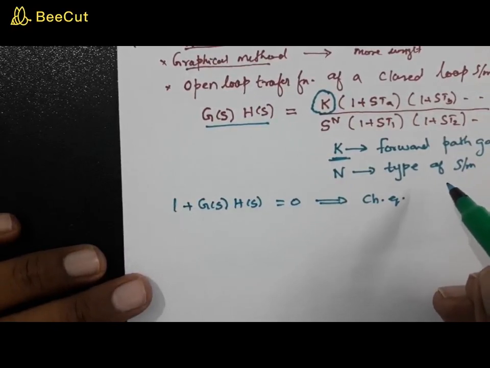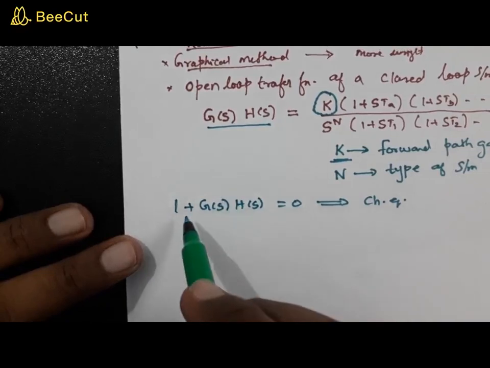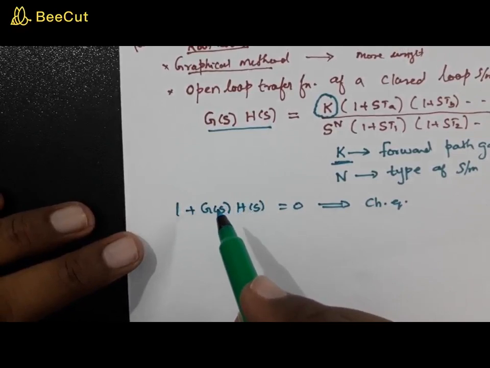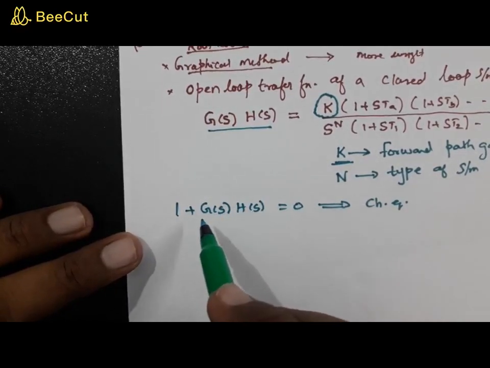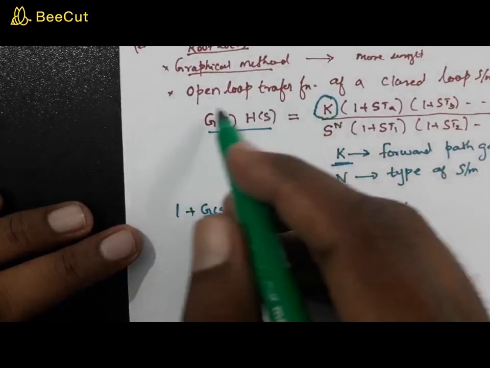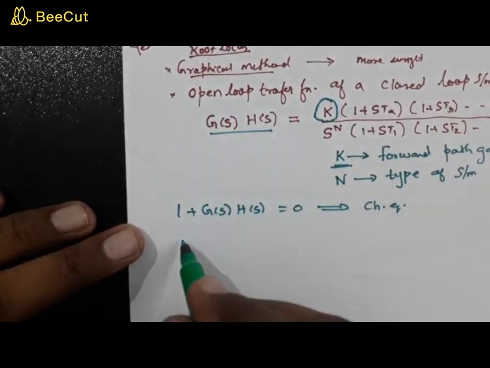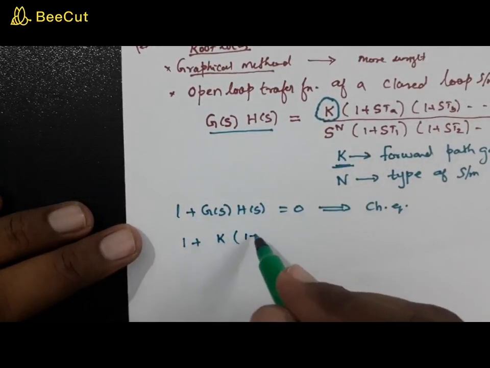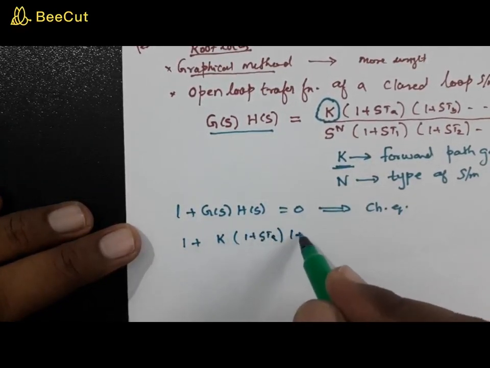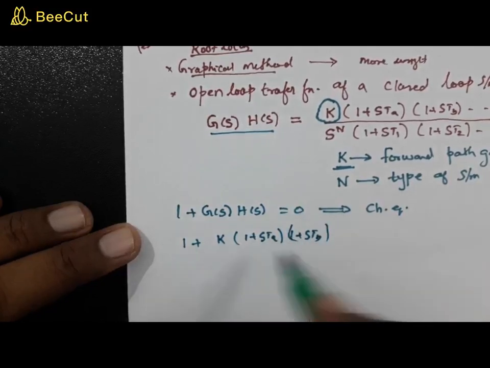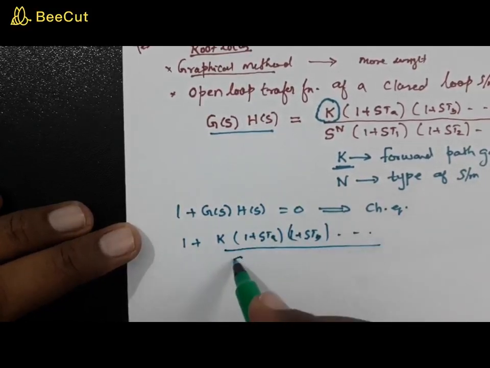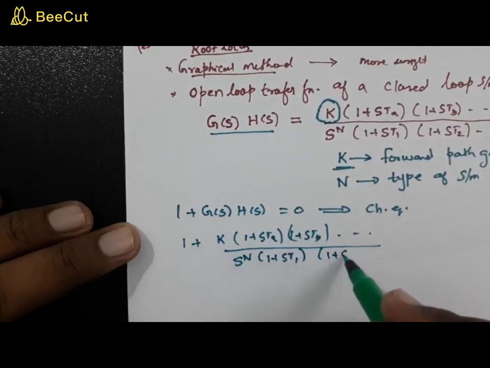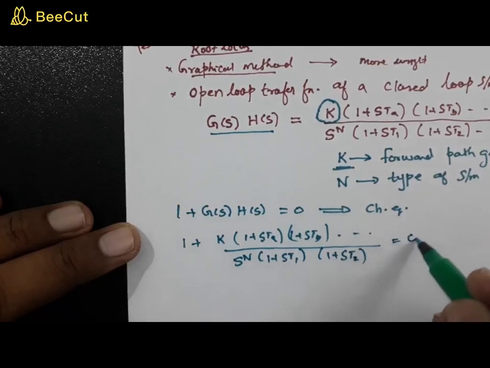Now as we have seen earlier, as the order increases the factorization becomes tedious, and not only that, when you substitute this, you can see that 1 plus k into the whole thing, 1 plus sTa into 1 plus sTb, etc., up to s raised to n into 1 plus sT1 into 1 plus sT2 is equal to 0, right?